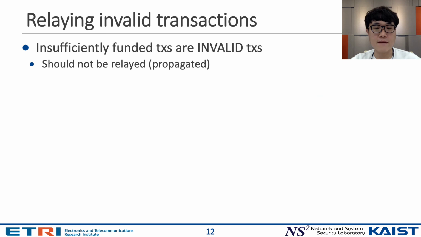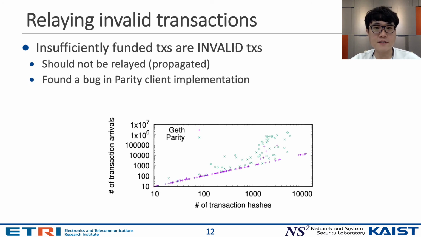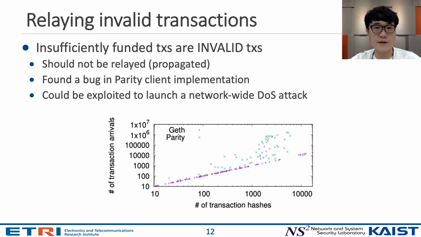Lastly, we have observed there are plenty of insufficiently funded transactions in Ethereum network, and even worse, some clients have implementation problems of relaying those transactions. We have reported this issue to Open Ethereum developers and received a bounty reward. This vulnerability could even be exploited to launch a network-wide DoS attack. You can also find more details regarding this issue in the paper.